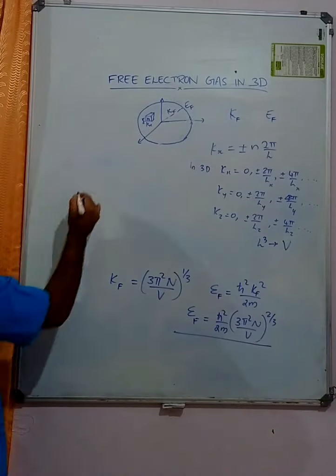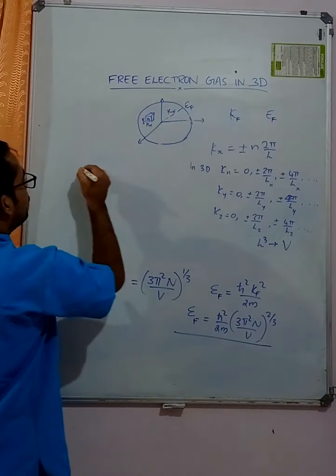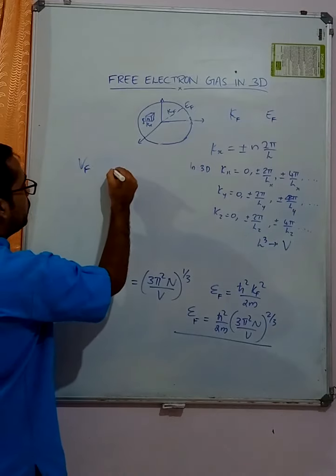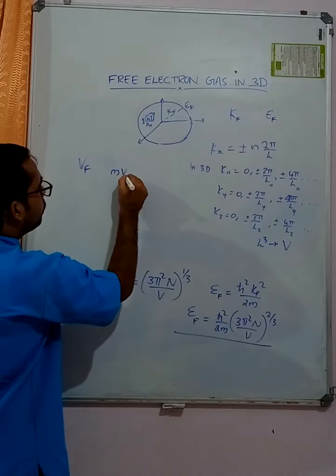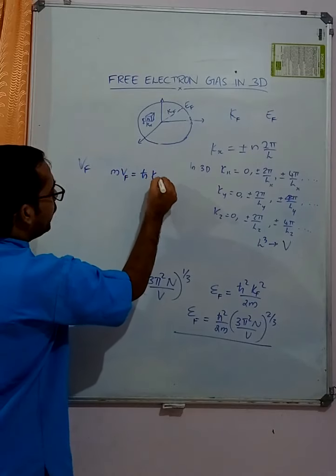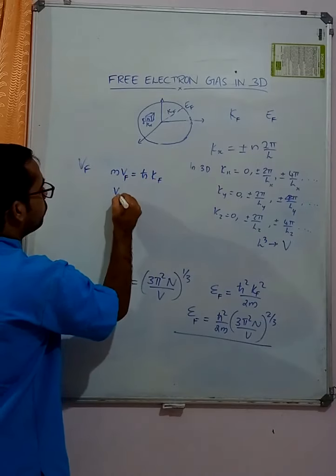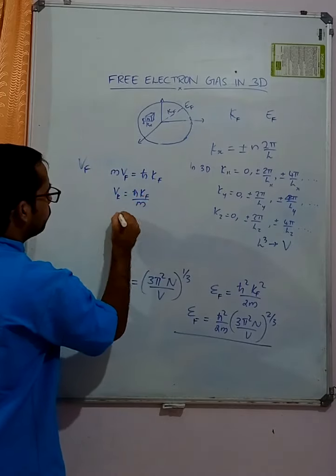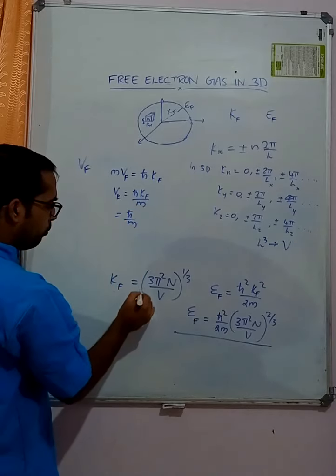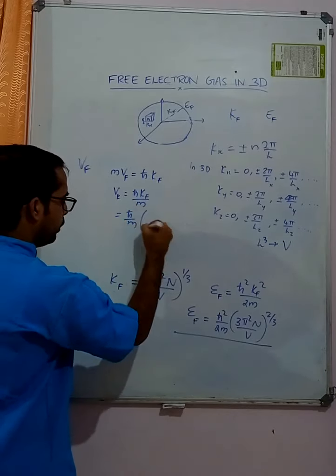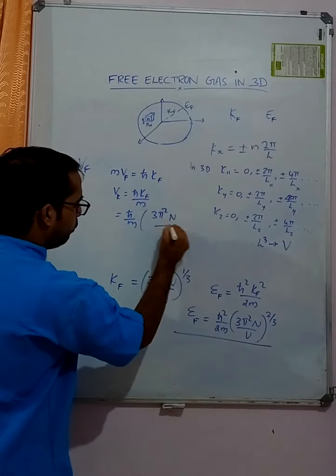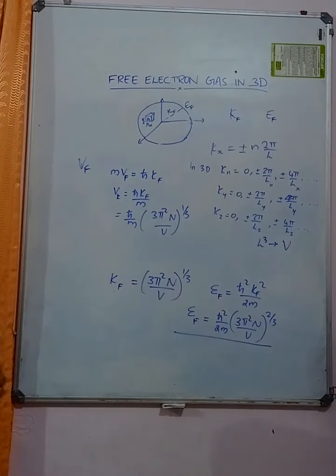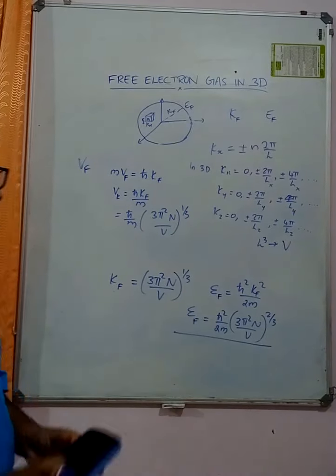Now the velocity of electrons at the surface of the sphere, that is the Fermi velocity, can be written as vF. So the expression for vF is m vF equal to h cross kF. So vF is h cross kF divided by m, that is h cross by m into kF, which is (3 pi square N by V) all raised to 1 by 3. So this is the expression for Fermi velocity, that is the velocity at the surface of the sphere.